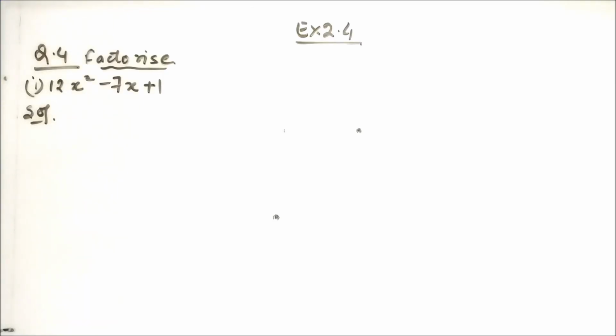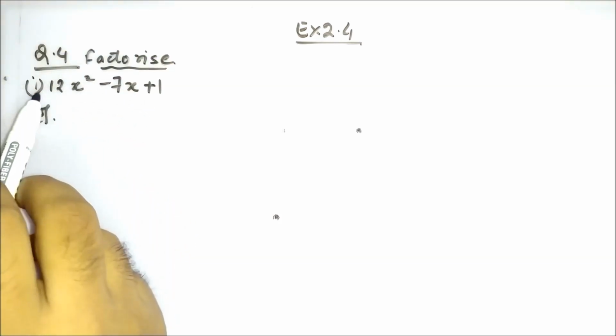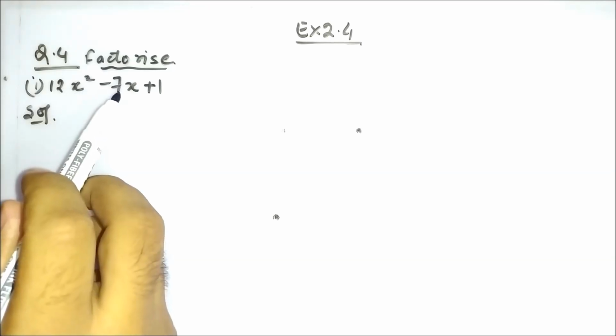Let us continue with the exercise 2.4. We have already done till question number 3. So we are going to start with question number 4, that is factorize. So we have a quadratic polynomial. This is the first part, this is 12x square minus 7x plus 1.